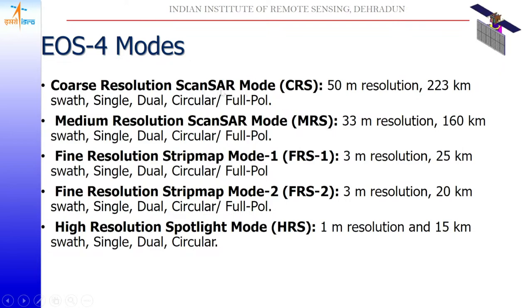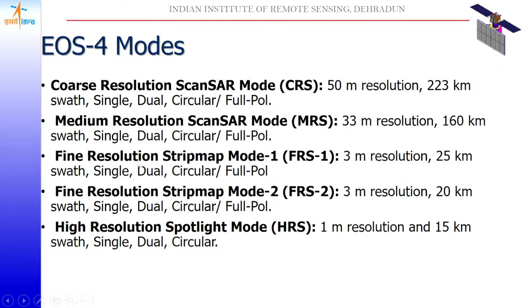In the coarse resolution mode we have 50 meter resolution, and the swath is around 223 kilometer. As I told you, in scan SAR we have a very large range swath, so we get 223 kilometer in the swath direction with 50 meter resolution. We have single, dual, circular and full polarimetry capability in the CRS, MRS, FRS1 and FRS2, so all these modes have this. In the medium resolution scan SAR mode, we have 33 meter resolution and a 160 kilometer swath.